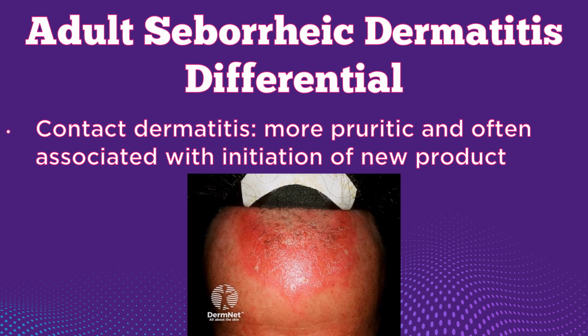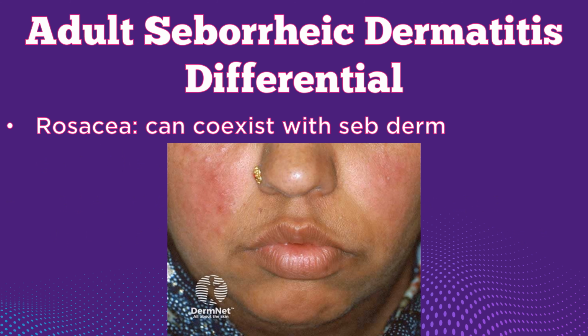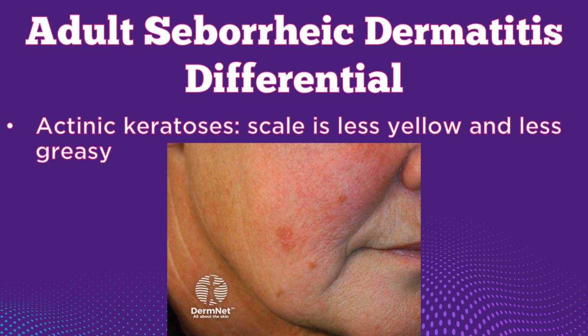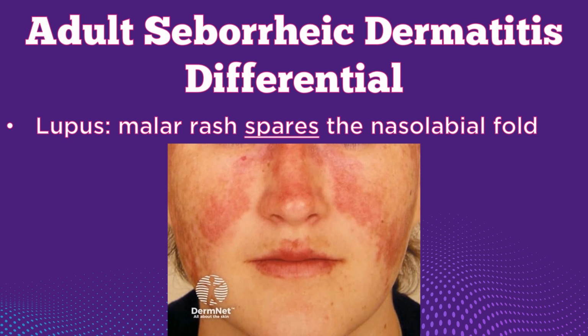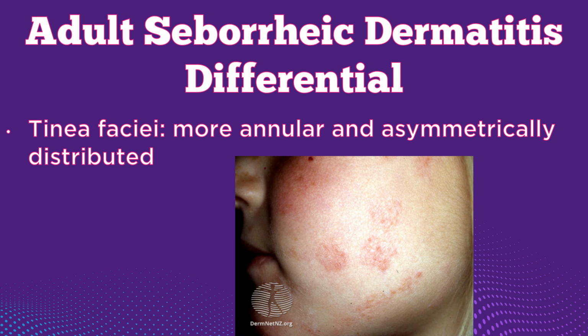The differential for seborrheic dermatitis on the face includes rosacea, which can often coexist with seborrheic dermatitis, actinic keratoses, whose scale are less yellow and less greasy than Seb Derm, the malar rash of lupus, which spares the nasolabial folds, whereas Seb Derm likes to involve that fold, dermatomyositis, whose heliotrope rash is more violaceous than the blepharitis caused by Seb Derm, but remember, dermatomyositis can also have scalp dermatitis. And then there's tinea faciei, which has more annular plaques that are often asymmetrically distributed on the cheek.